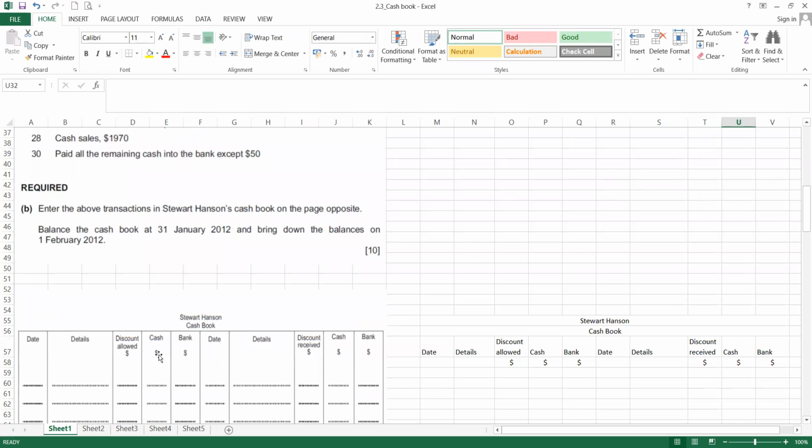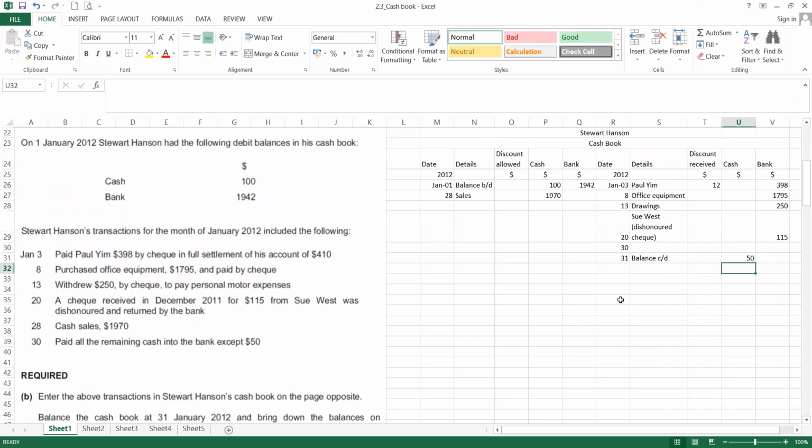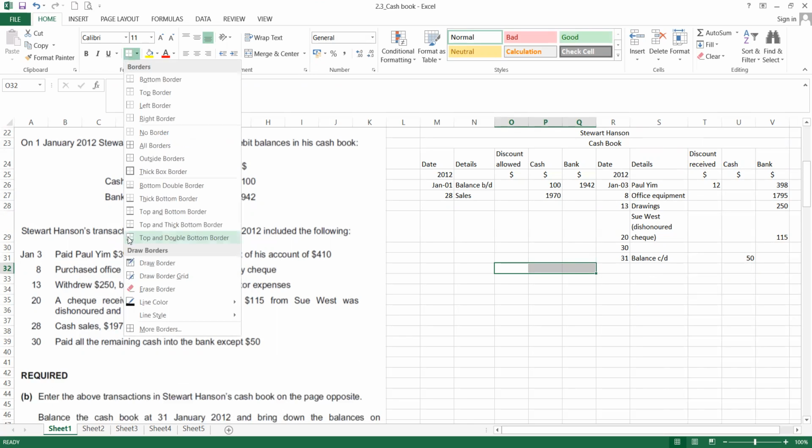Now what the question is asking us is to balance off and transfer to February. So based on all these transactions, we balance off the account first. So the debit and credit subtotals must be the same.